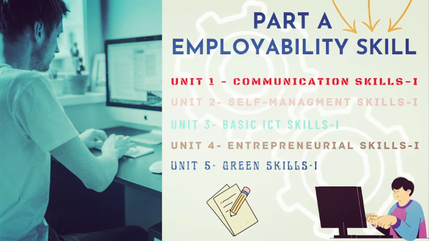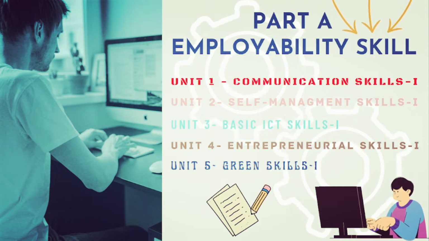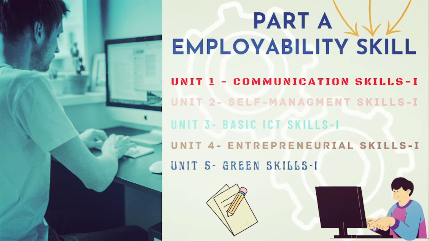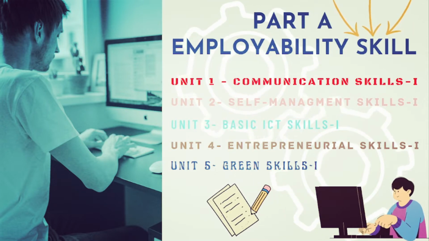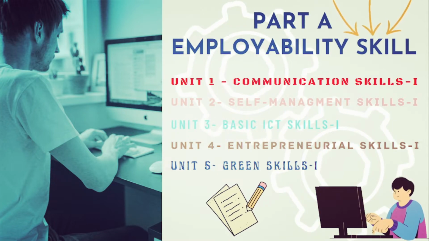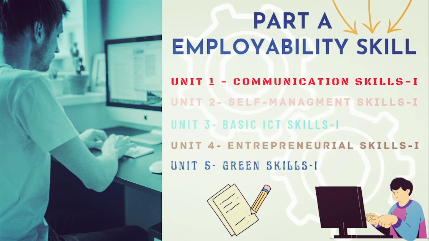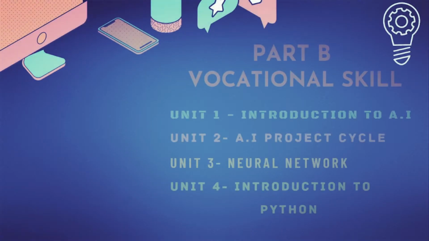Unit 4, entrepreneurial skill 1. In this, we will see various types of business activities and many more. Unit 5, green skill 1. Factors influencing natural resources, conservation, and green economy and green skill. These types of important topics will be covered under green skill 1, that is unit 5. Now let us come to part B, that is vocational skill.